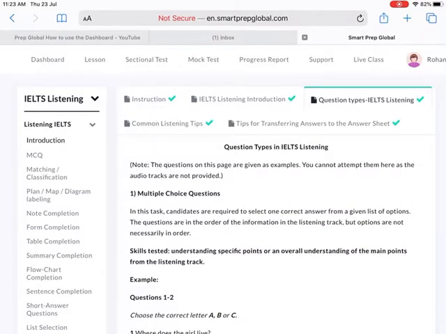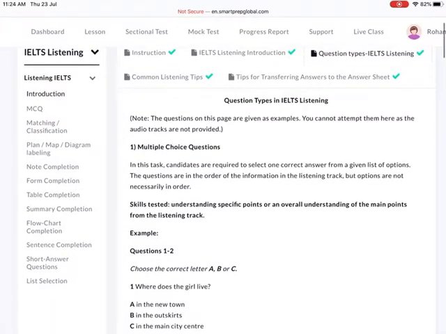Then we proceed towards the question types that are there in IELTS listening. What I mean to say is the kind of questions that will be asked, depending upon whether it is multiple choice questions, matching or classification, plan, map, diagram labeling, or it might be note completion, form completion, table completion, summary completion, flowchart completion, sentence completion, short answer questions, or the list selection.